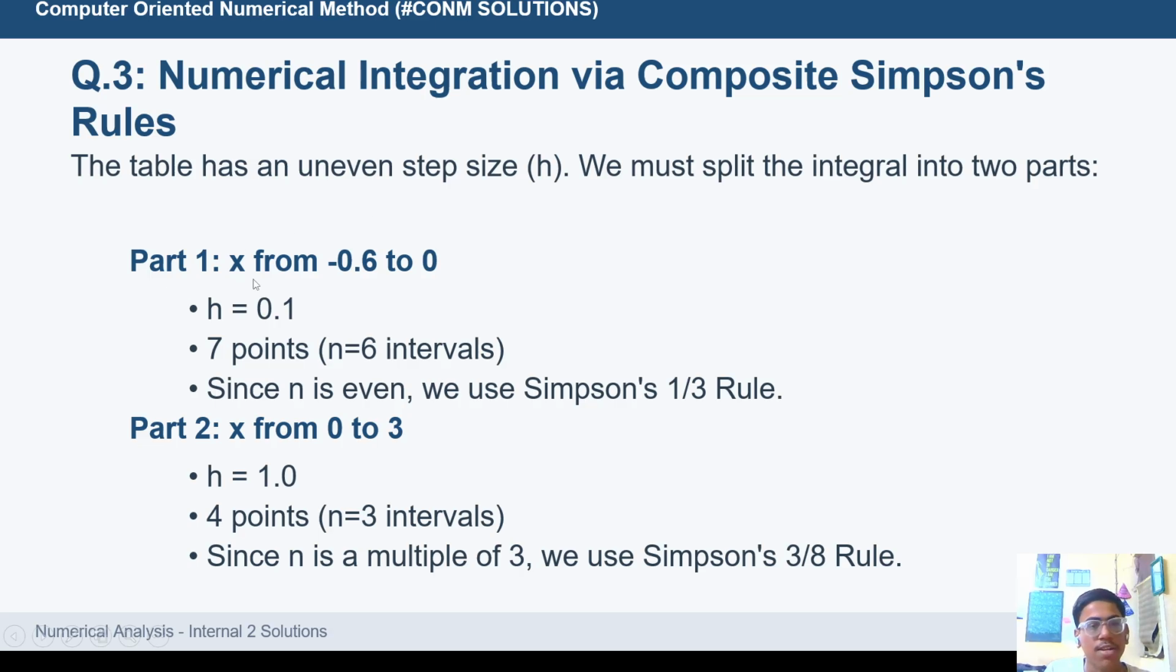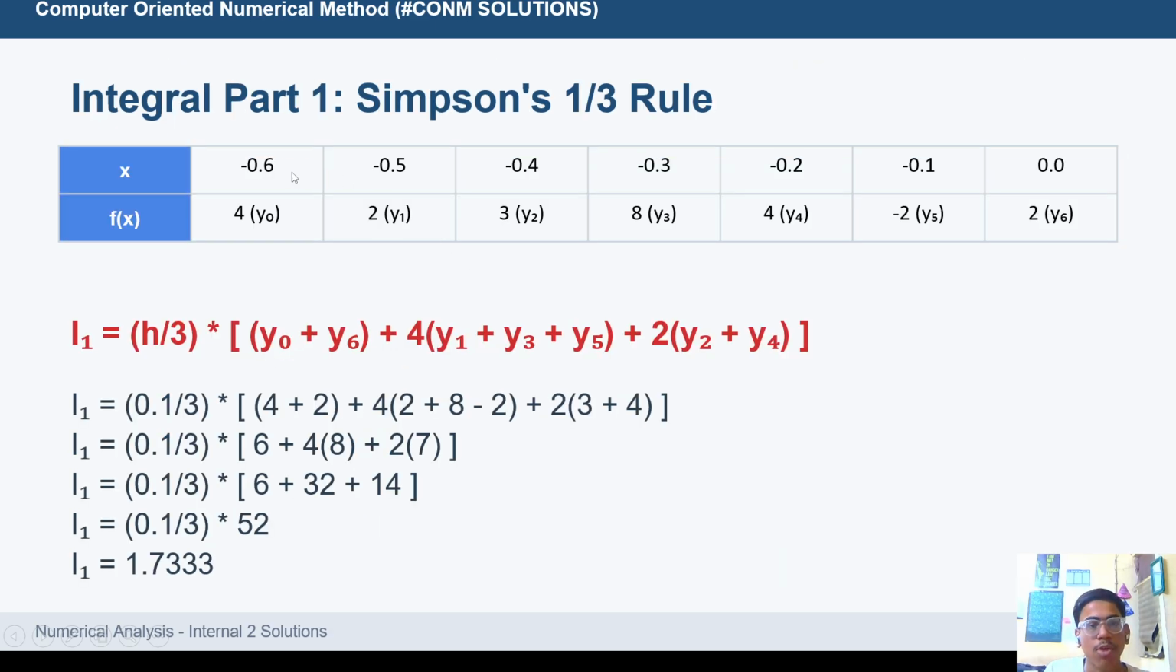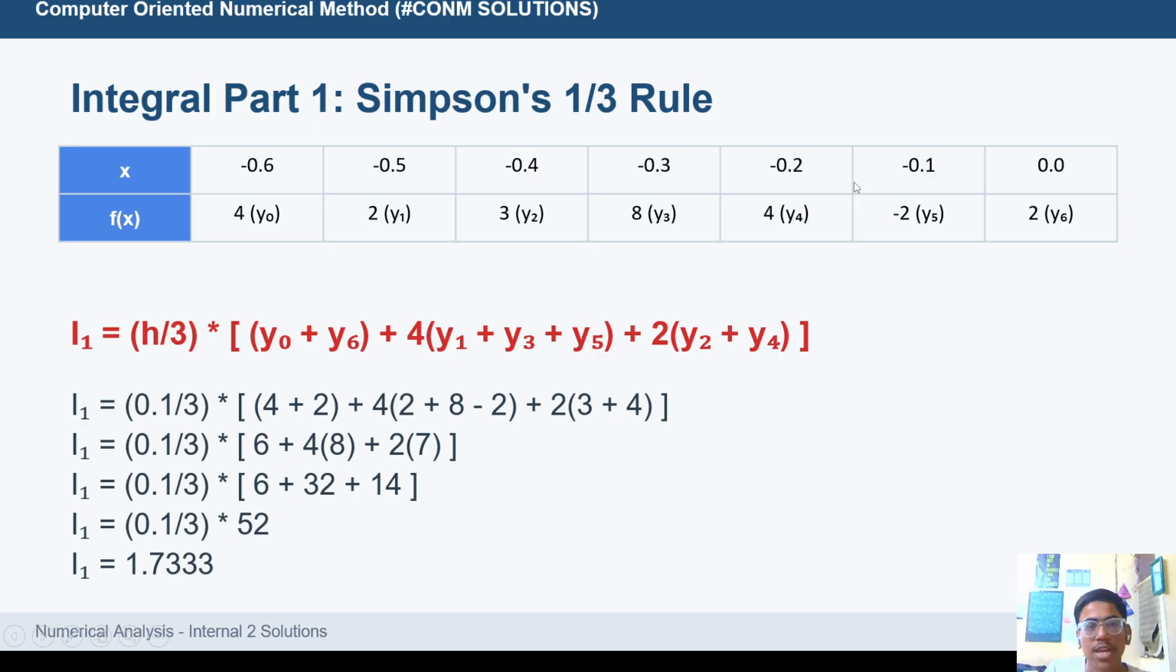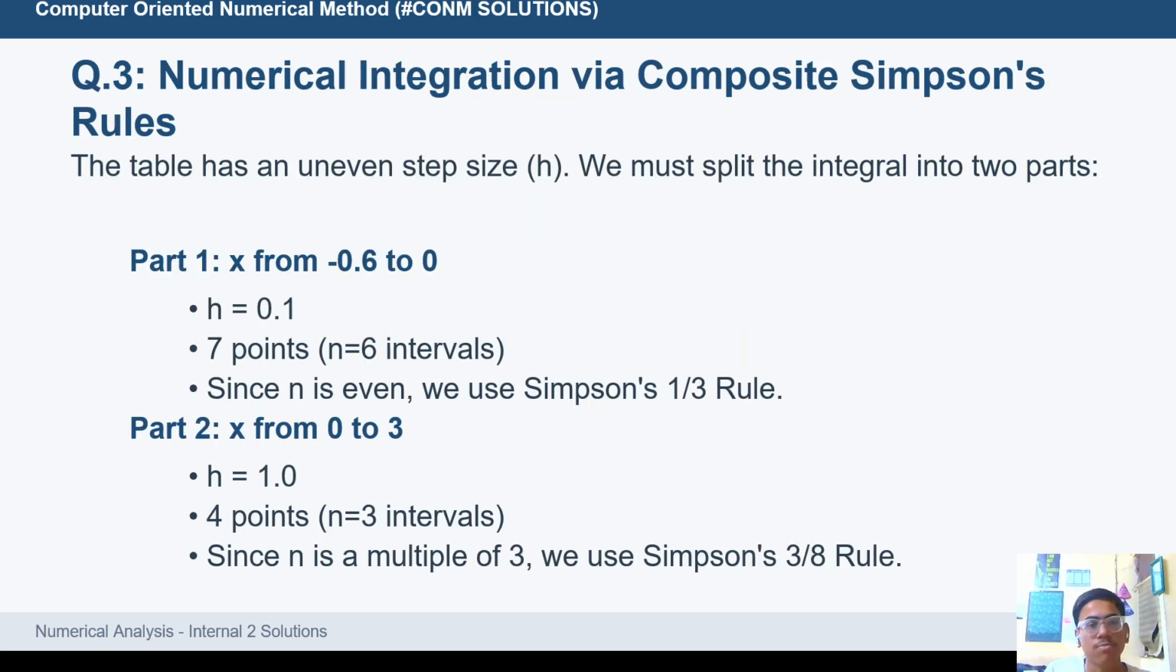So the first part will contain x from minus 0.6 to 0, and the part 2 will be from 0, 1 to 3. So we will break the table on the basis of step size. For part 1, h is 0.1. There are 7 points, n is equal to 6. So as n is even, we will use Simpson's 1 by 3 rule.